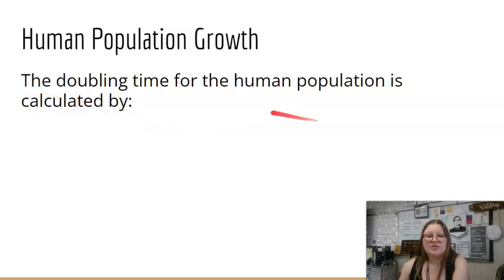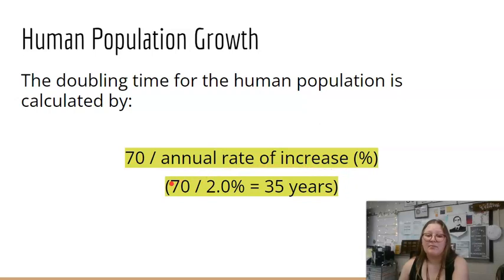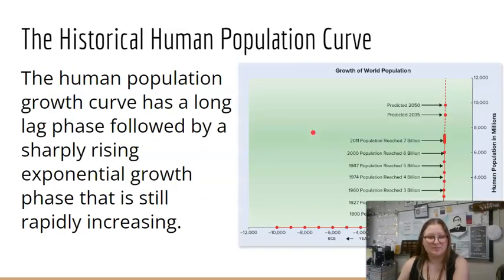So when we talk about human population growth, we'll talk about doubling time. And there is a formula for that, and that is 70 divided by the annual rate of increase. And then whatever that equals is how many years. So if the annual rate of increase is 2% right now for humans, that means that our population will double in 35 years. And that may seem like kind of a long time, but if we have 8 billion, 9 billion people on Earth, in 35 years, there could be 15, 16, 17 billion people. That is a lot of people.